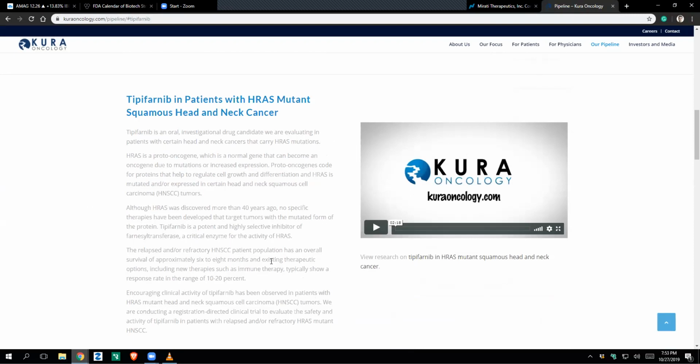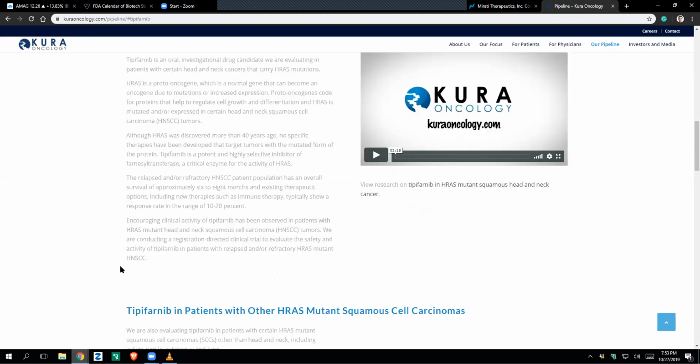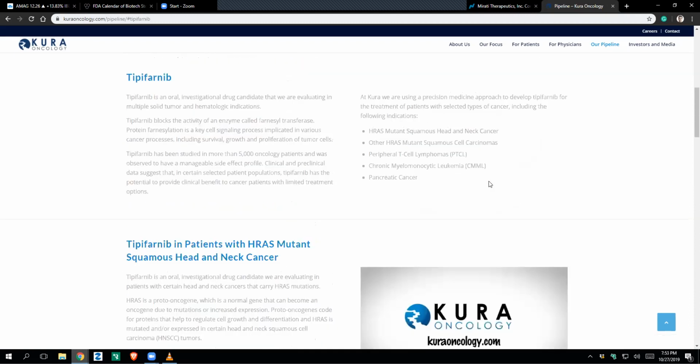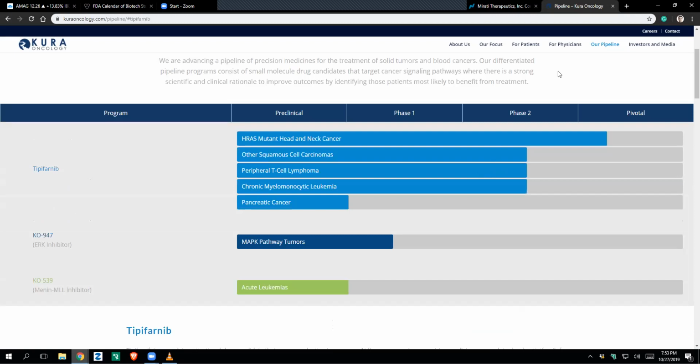Right now, the relapsed refractory head and neck squamous cell patient population has survival of about 6 to 8 months. And with additional therapies, there is a response rate of 10 to 20%. Encouraging clinical activity has been shown in HRAS mutant head and neck squamous cell tumors, and they are doing a registrational trial now.